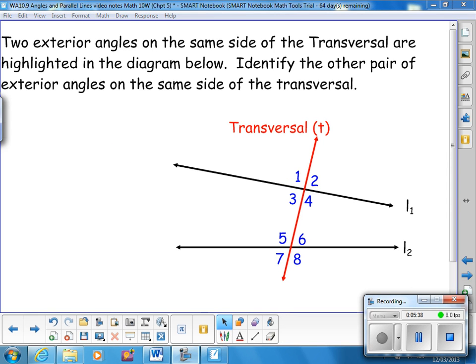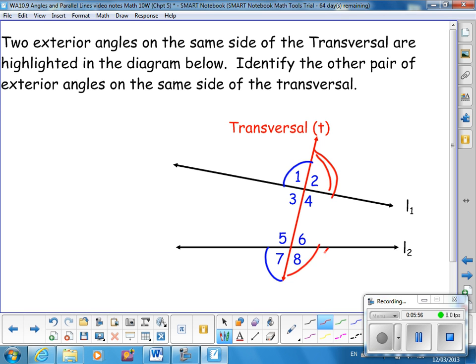Two exterior angles on the same side of the transversal are highlighted in the diagram. So 1 and 7 are exterior and also on the same side. The other exterior ones that are on the same side, so same side exterior, would be 2 and 8. So it's important that you know the names and positions of where these angles are. In the next lesson, we will learn about what information we can get from those angles.